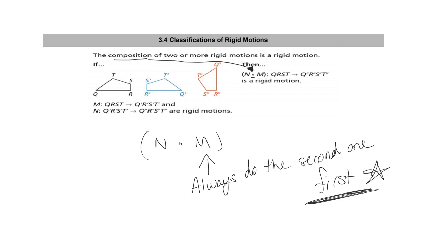Okay, so the way compositions are written, right? They write what you are doing second first. So you always do this M part first. You can see, right? The way they wrote it, N composed of M, but they did M first. M was the first prime, and then N is double prime. So that's very important. You need to remember that. You always do the second one first.